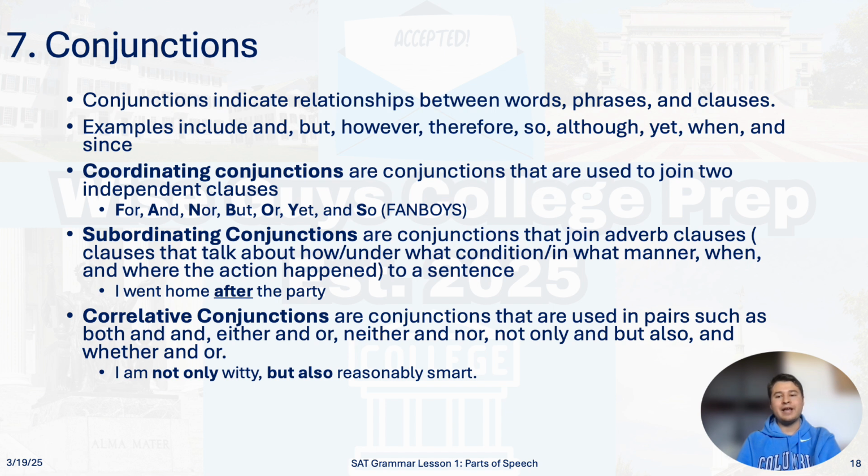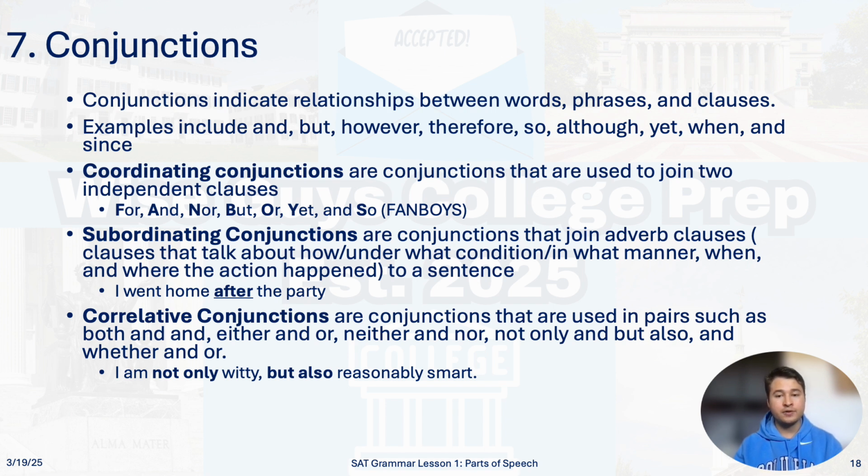Now, the last part of speech we are going to see today are conjunctions. Conjunctions indicate relationships between words, phrases, and clauses. Examples include and, but, however, therefore, so, although, yet, when, and since. Coordinating conjunctions are conjunctions that are used to join two independent clauses. Recall your fanboys. For, and, nor, but, or, yet, and so.